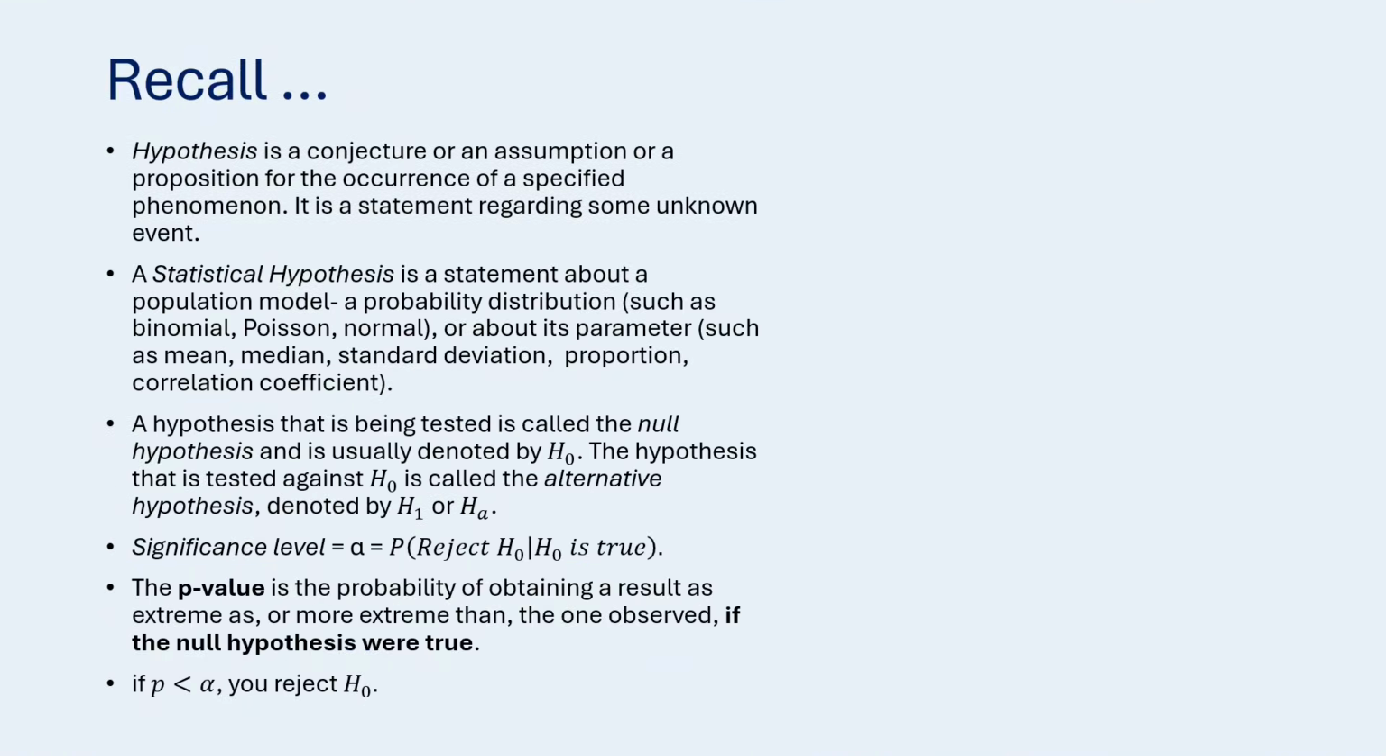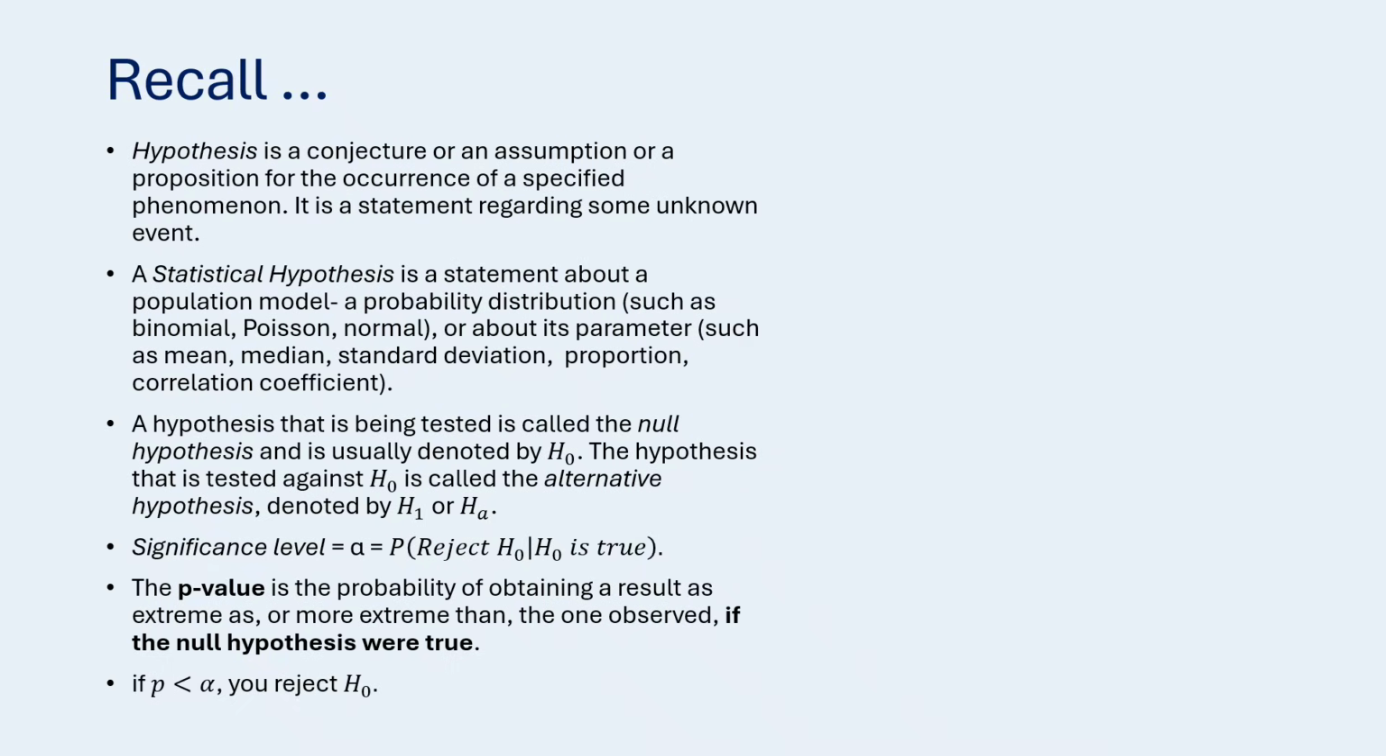Okay, let's recall. Hypothesis is a conjecture or an assumption or a proposition for the occurrence of a specified phenomenon. It's a statement about a population model, or a probability distribution such as binomial, Poisson, normal, and so on. Many often it talks about parameters specified under a particular model. So the parameter could be anything like mean, median, standard deviation, proportions, and so on. The hypothesis being tested is called the null hypothesis and is usually denoted by H0, and it is tested against what is called the alternative hypothesis.